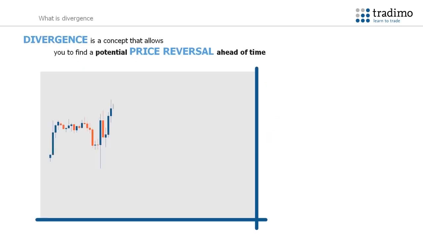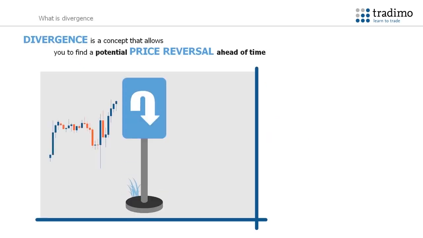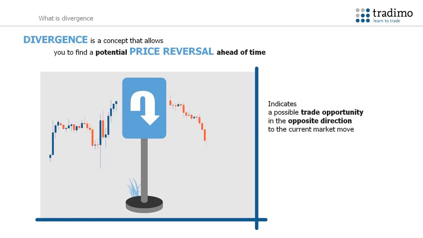Divergence is a concept that can allow you to find a potential price reversal ahead of time. It notifies a trader to a potential change in current market conditions, indicating a possible slowing of momentum, which could lead to a trade opportunity in the opposite direction to the current market direction.